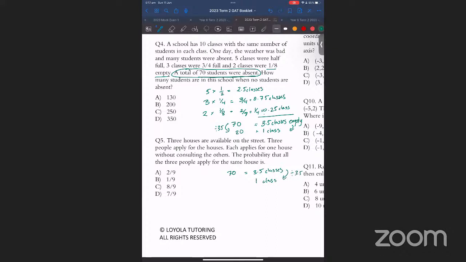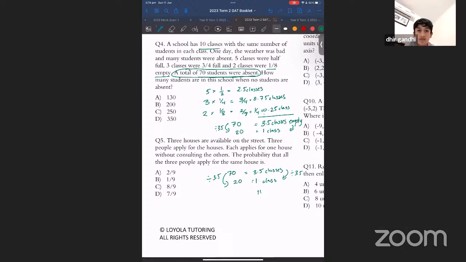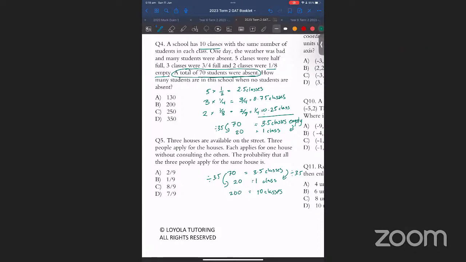Because 3.5 divided by 3.5 is equal to 1. 100 divided by 100 is equal to 1. 1,000 divided by 1,000 is equal to 1. So on the other hand side, we'll do the same thing. 70 divided by 3.5 is equal to what? 20. So one class has 20 students, and this school has 10 classes. So you do 20 times 10? So 10 classes is equal to 200. Do you guys understand?